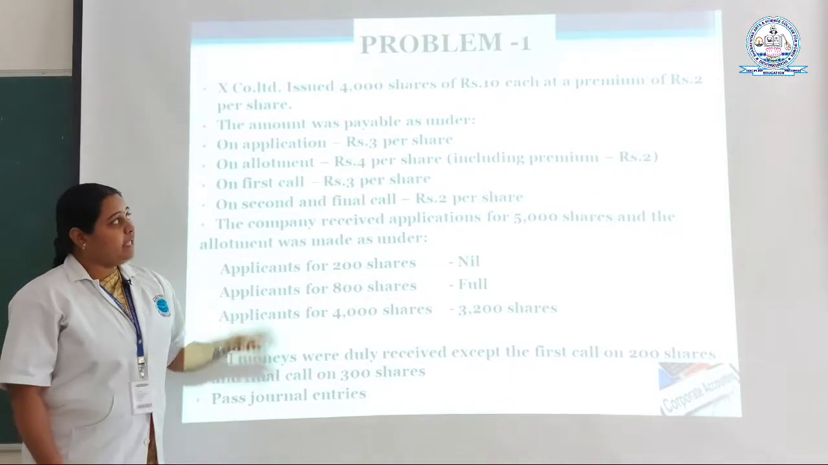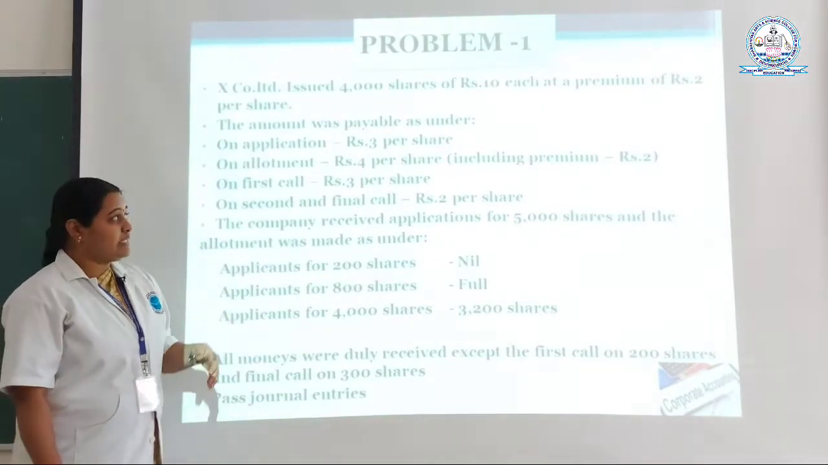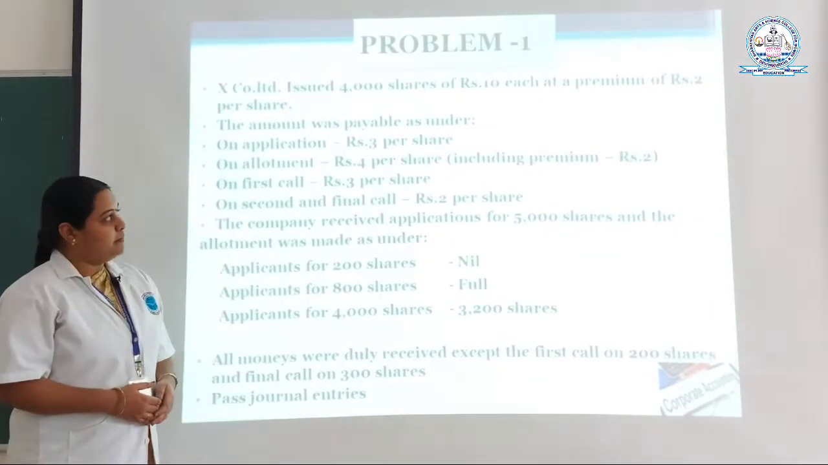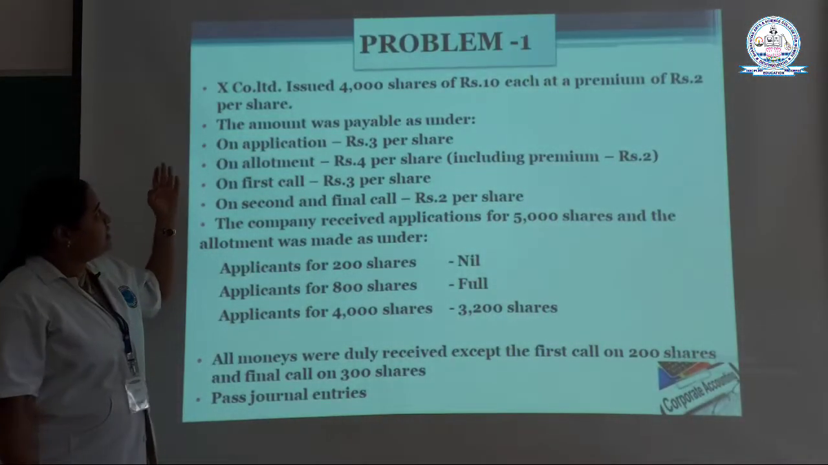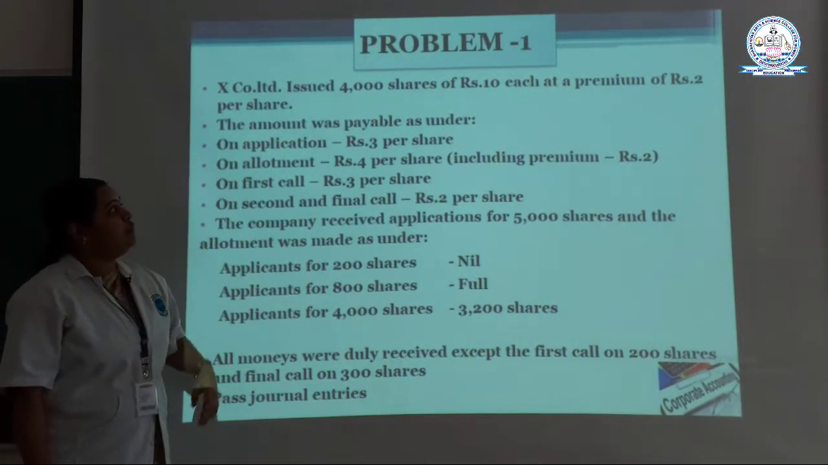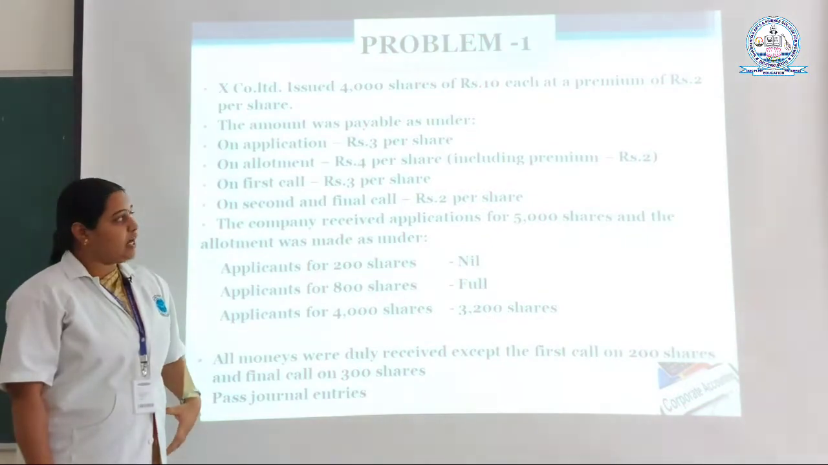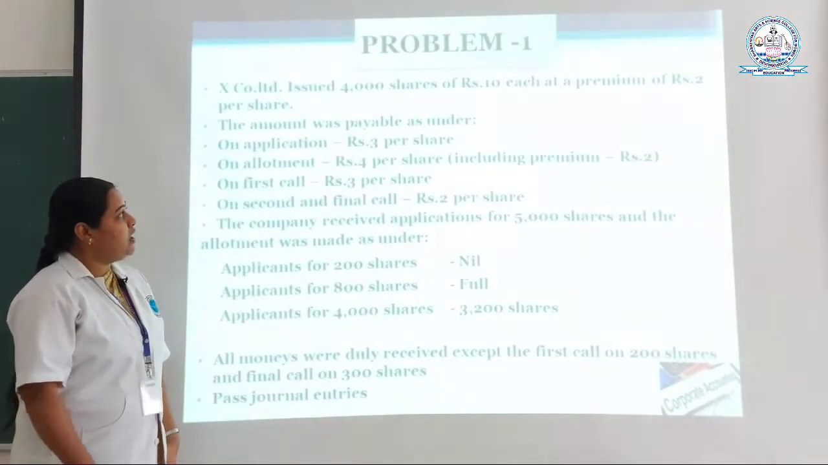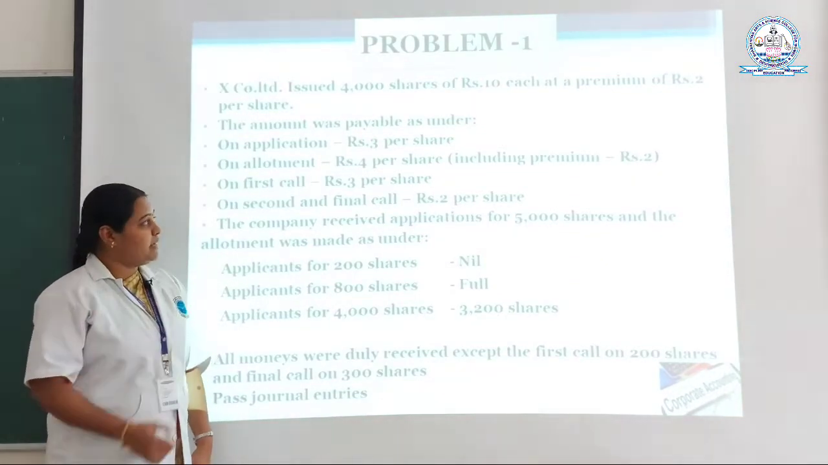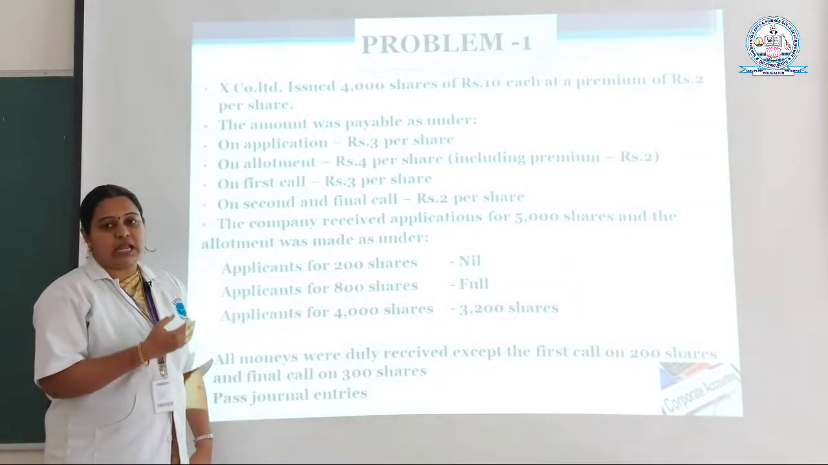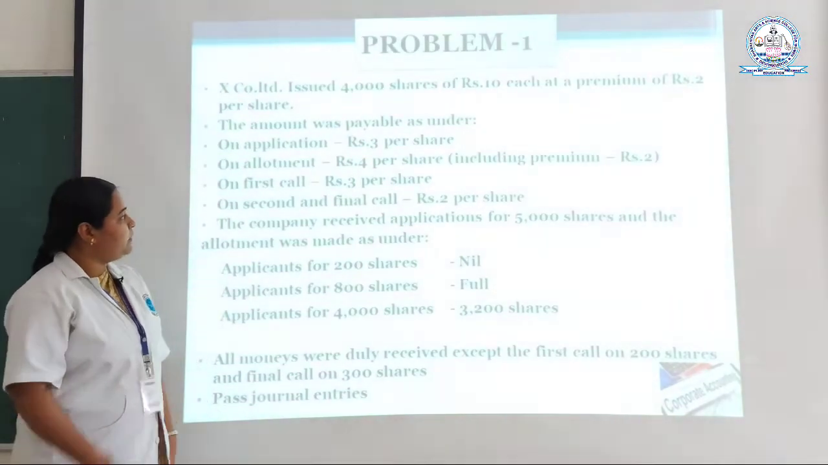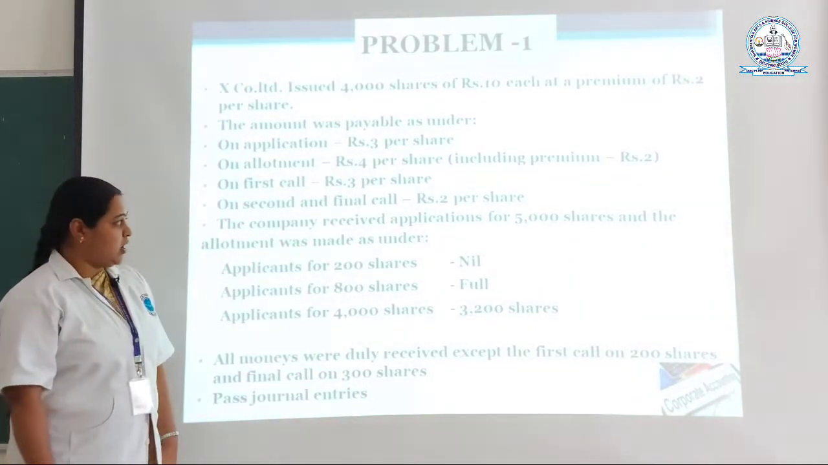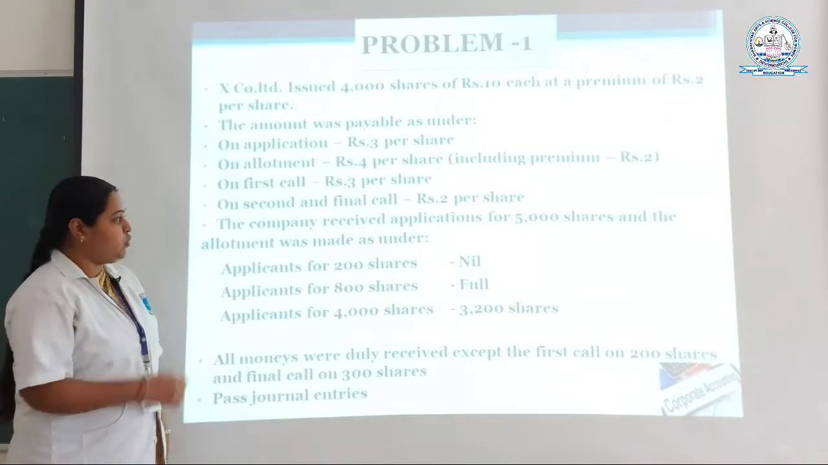Usually the problem of corporate accounting looks like a big size of page, and the question is: X Company Limited issued 4,000 shares of rupees 10 each at a premium of rupees 2 per share. The amount was payable as under: on application rupees 3 per share, on allotment rupees 4 per share including premium of rupees 2, on first call rupees 3 per share, on second and final call rupees 2 per share.